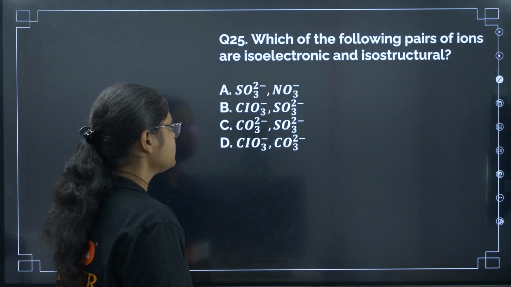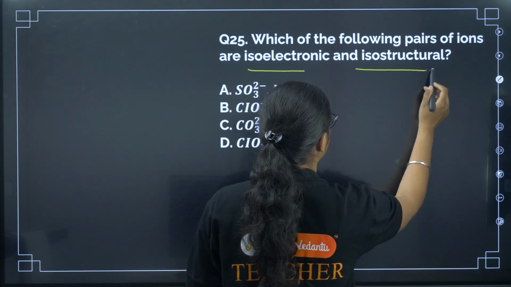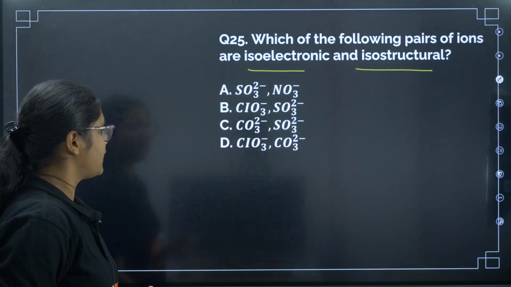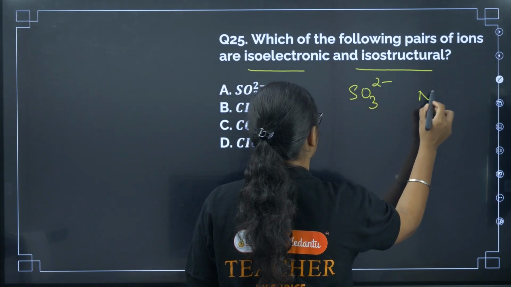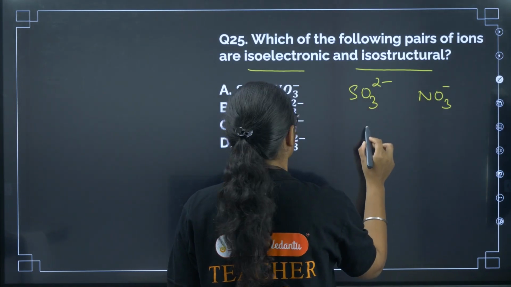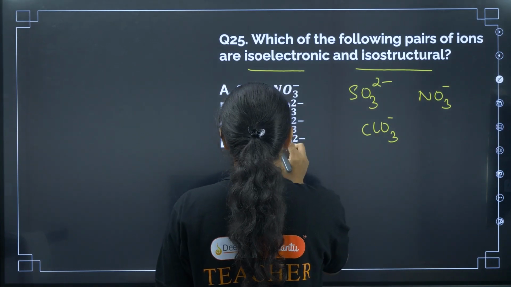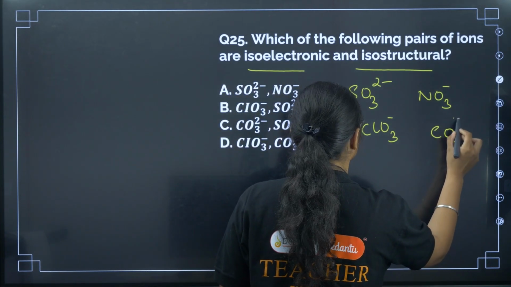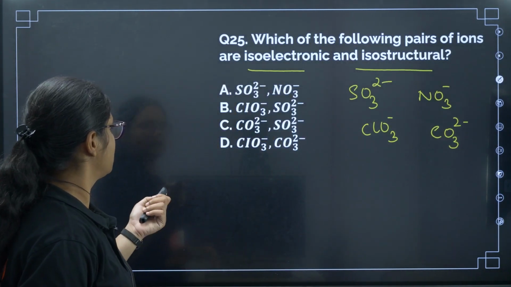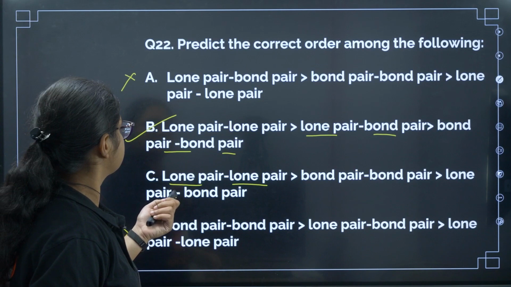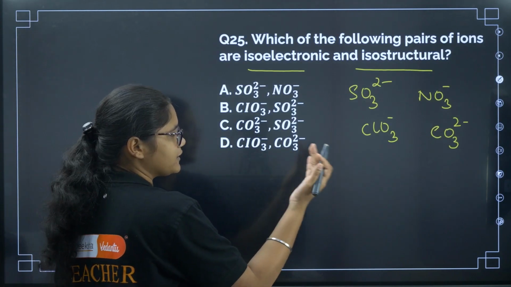Next, which of the following pairs of ions are isoelectronic and isostructural? Okay, so which compounds do we have? Let us see them. SO3 2 minus is there, NO3 minus is there, and then we have ClO3 minus, and then we have CO3 2 minus. Okay, so these are the 4 different compounds given. I think it is similar to the question which we have solved. Yes. Now let us do it once again.